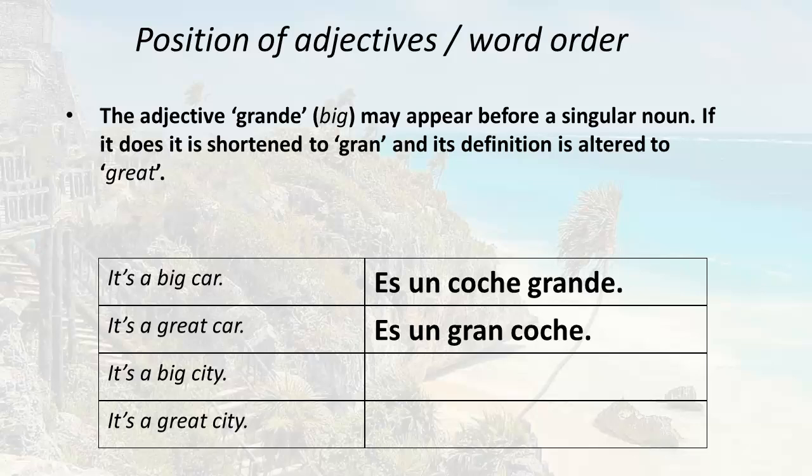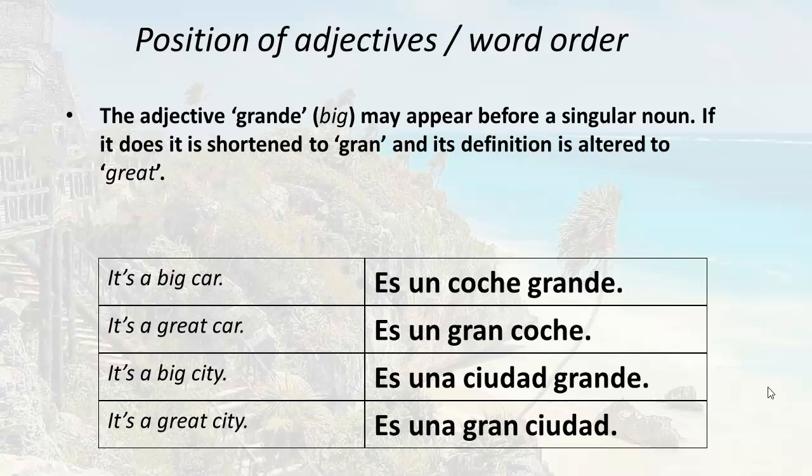Es un gran coche. So remember, it's a big car, es un coche grande. It's a great car, es un gran coche. It's a big city, es una ciudad grande. It's a great city, es una gran ciudad. So another way of looking at this rule is if you choose to use gran, which means great, it must be placed before the noun. And that's it. Those are all of the important things regarding the basics of using adjectives in Spanish.